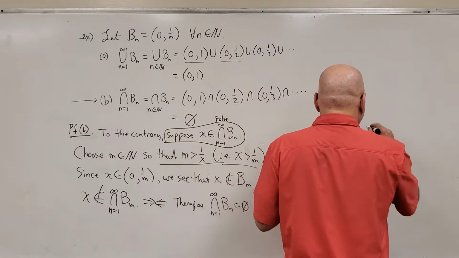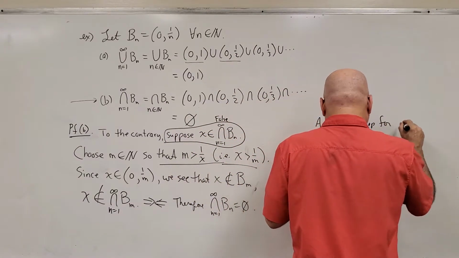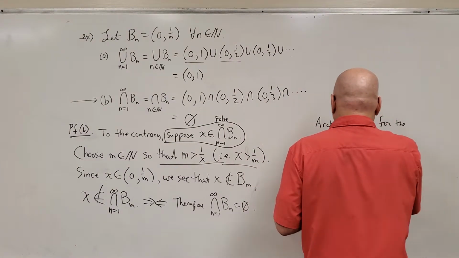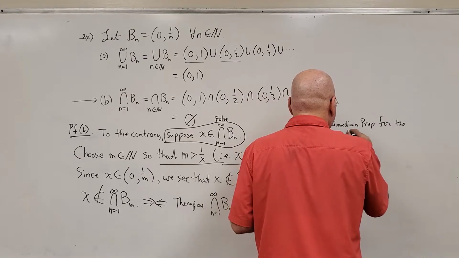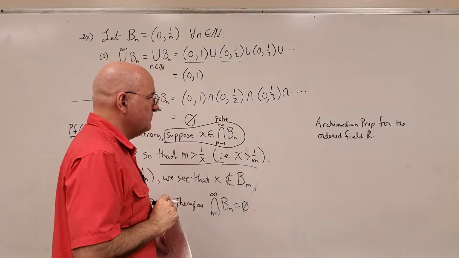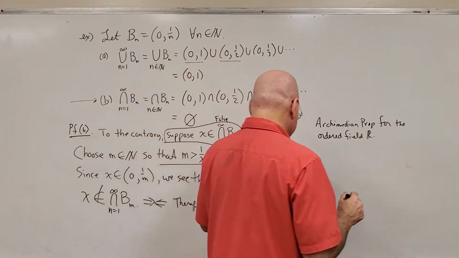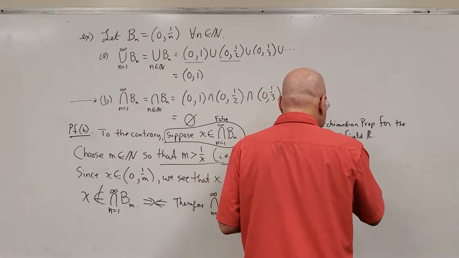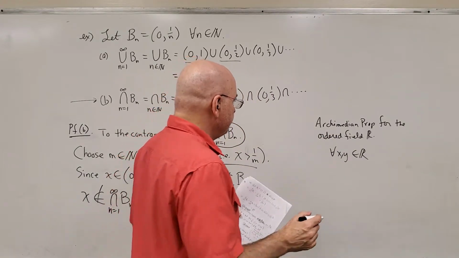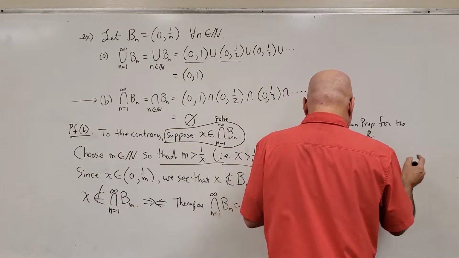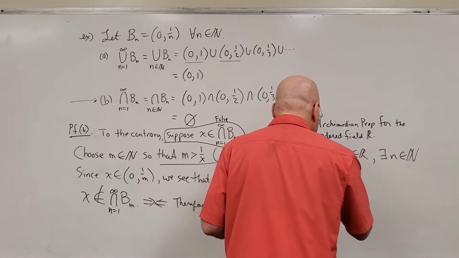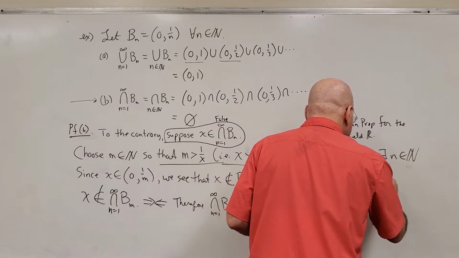The Archimedean property for the ordered field R. I'll define what an ordered field is later, but R is an ordered field, the real numbers. We'll get to that in the next section, but what it says is, for every x and y in the real numbers, there exists an n, I'll call it a lowercase n, in the natural numbers such that nx is greater than y.